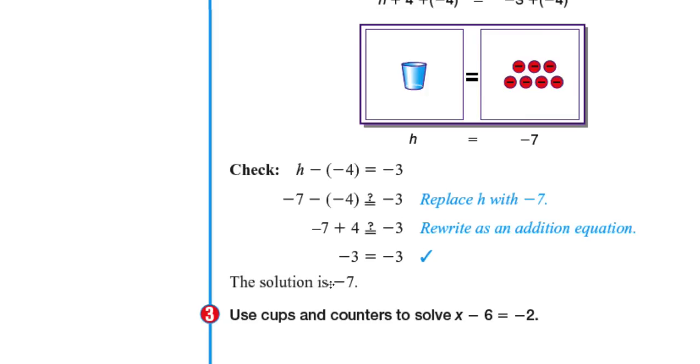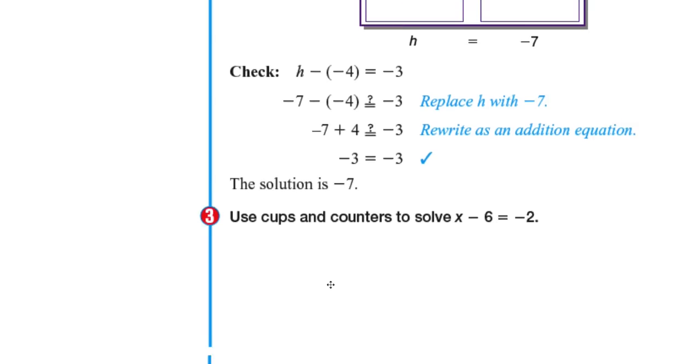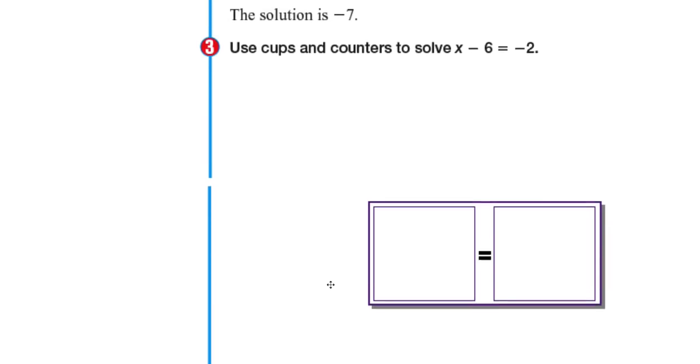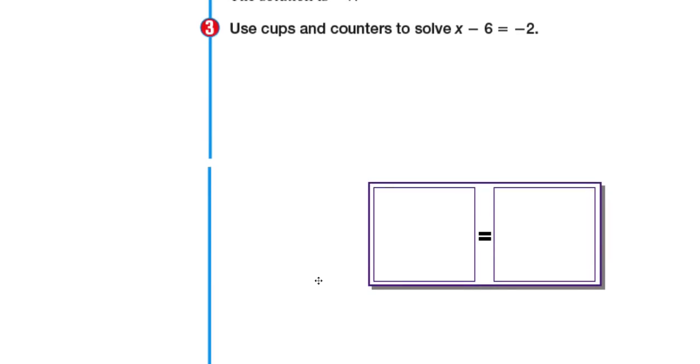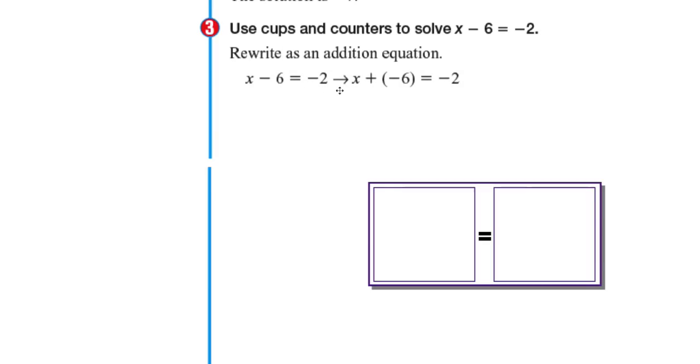Okay, let's take a look at example number 3 and see how this works. Use cups and counters to solve x minus 6 equals negative 2. So first, rewrite as an addition equation. Again, when we're subtracting, we're adding its opposite. So we're basically adding the opposite of 6, which is negative 6. So x minus 6 equals negative 2 is the same as x plus negative 6 equals negative 2.